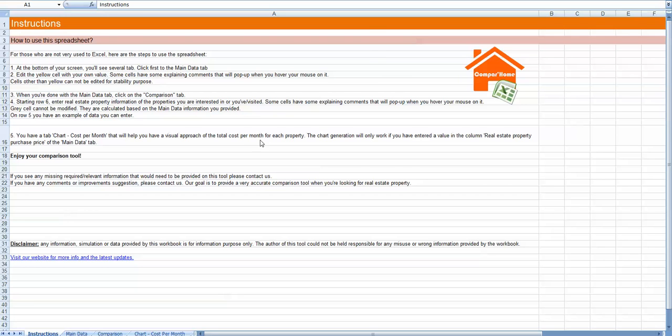Welcome to Compar'Home. So, how does this tool work? This is the instructions tab, so you can read them if you want to.